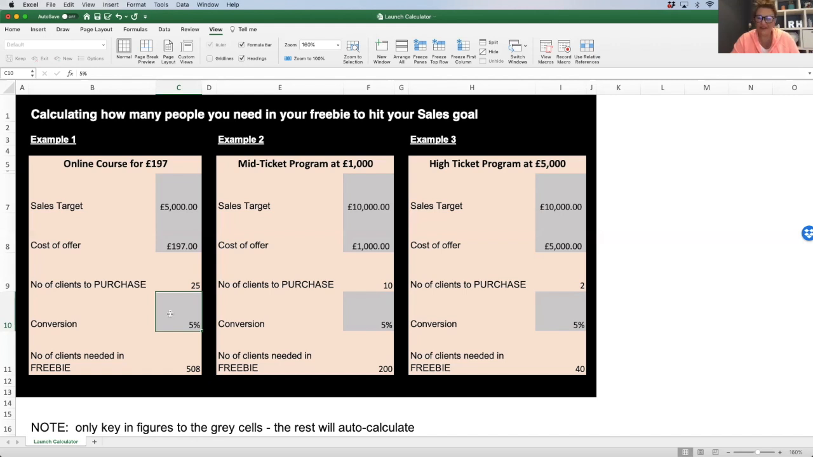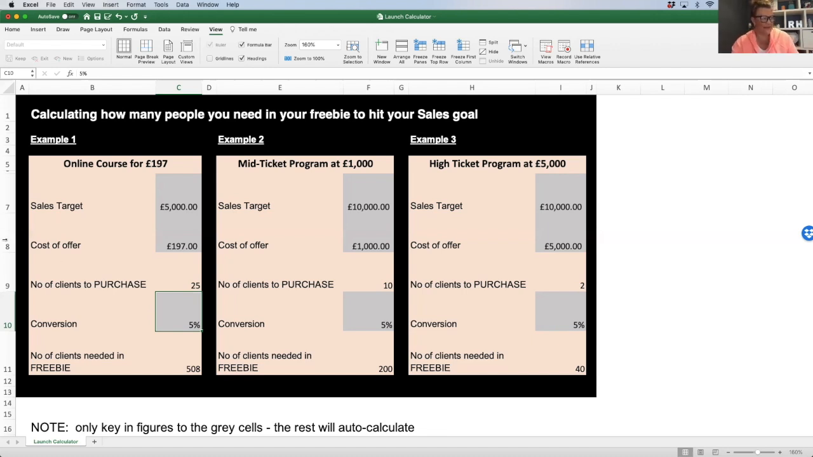So you'll see that I've given you three examples. I've given you an online course for £197, a mid-ticket program at £1,000, and a high ticket program at £5,000. But of course, you can use this for any one of your services or programs. So the only boxes that you need to key into are the grey boxes: the sales target, the cost of the offer, and the conversion rate.